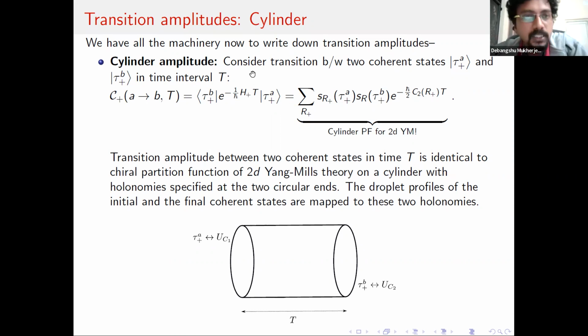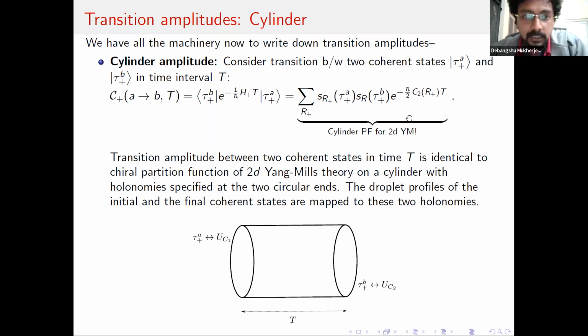Now, first we start with the cylinder amplitude. Consider a transition between two coherent states. One I'm calling tau A plus, another tau B plus, and the transition time is capital T. If you calculate this, this is precisely what you get as the cylinder partition function for 2D Yang-Mills.